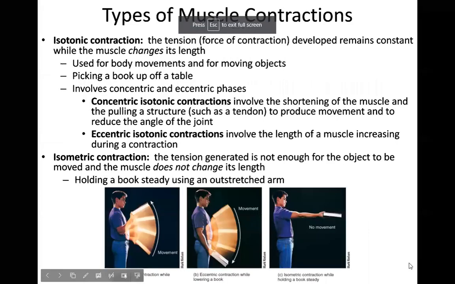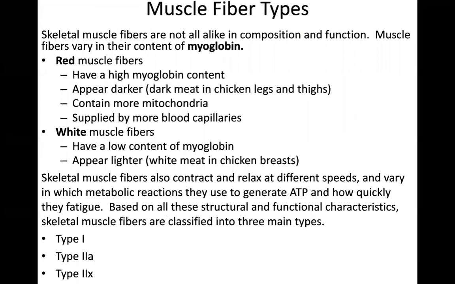Just finished talking about different types of muscular contractions. We're going to switch gears here now to talk about what we call muscle fiber types. Remember, muscle fibers are the cells of a muscle, and within our muscles, the skeletal muscle fibers are not always going to be 100% alike. They differ in some ways: composition, so how they're structurally made up, and how they function, which demonstrates the relationship between structure and function, anatomy and physiology.